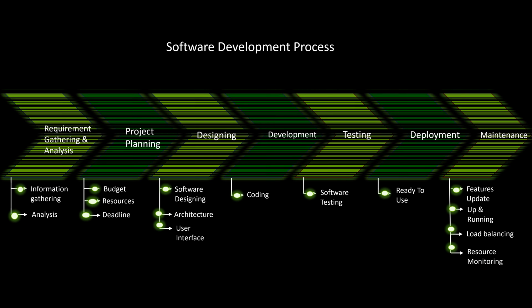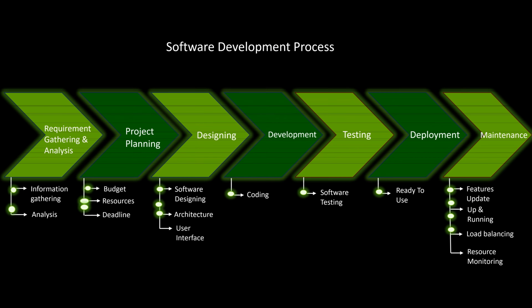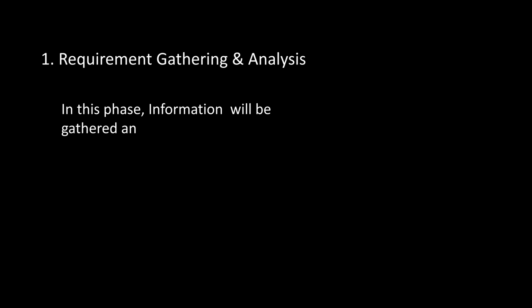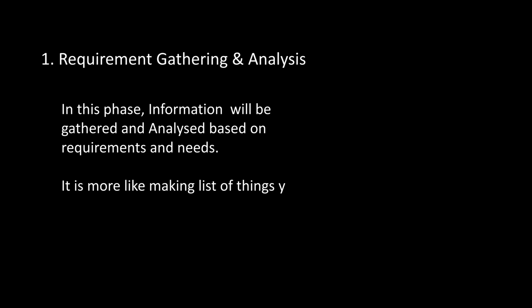As you can see, there are 7 phases in our software development process. We will see them one by one. The first phase is requirement gathering and analysis. In this phase, information will be gathered and analyzed based on the requirements and needs. It is more like making a list of things you need for your project.